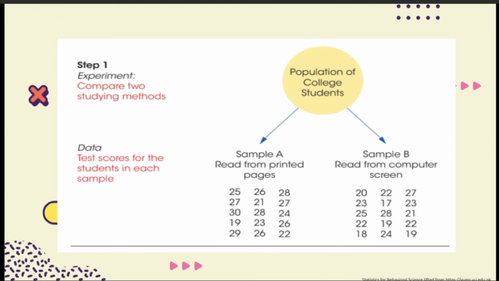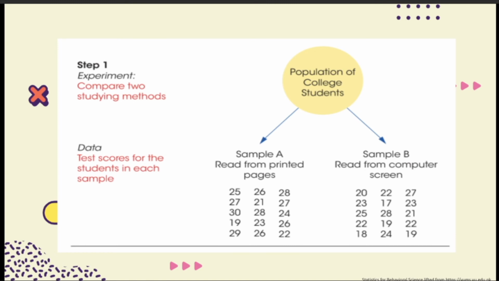Then the next one, we have the population of college students. This figure shows an overview of a general research situation and demonstrates the roles that descriptive and inferential statistics play. Here, the purpose of the research is to address the question we posed earlier: do junior high school students learn better through modular or through online learning? There are two samples selected from the population of high school students. The students in sample A are given printed pages to study for 30 minutes, and the students in sample B study the same text on a computer screen.